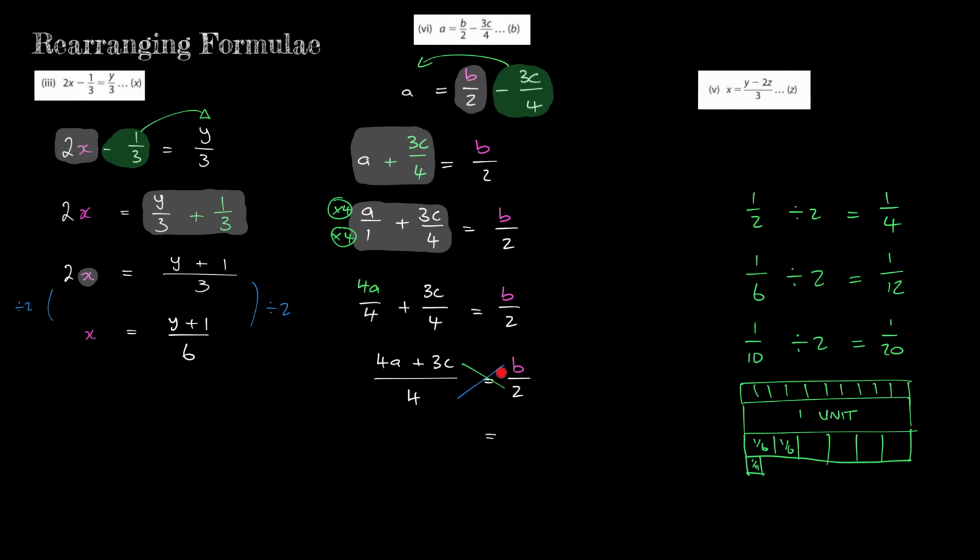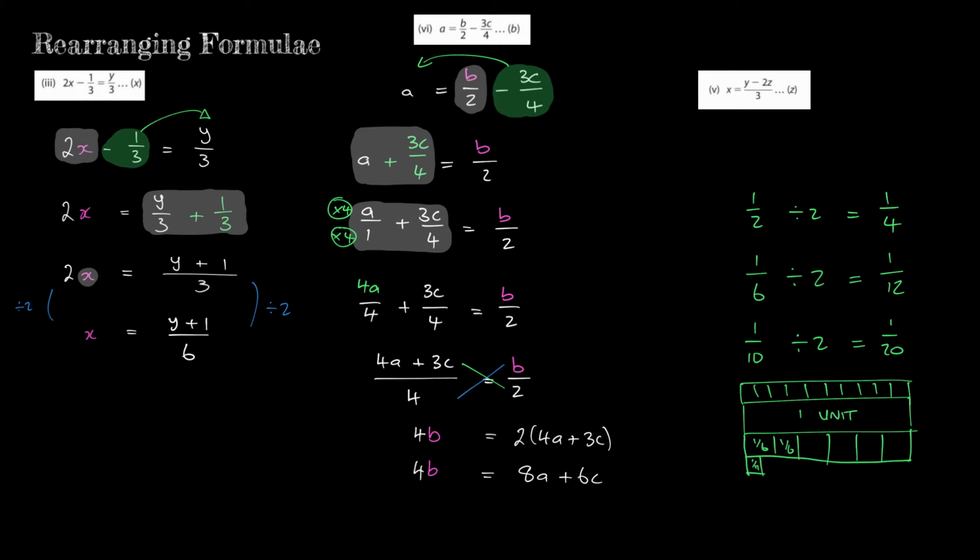Typically, when I cross multiply, if I'm trying to get a value for b, I want to keep the b's on the left-hand side. So when I cross multiply here, I'll say 4b is equal to 2 times 4a plus 3c. Okay. If I expand that, I get 4b is equal to 8a plus 6c. All I've done is multiply this by this to get 8a, multiply this by this to get 6c.